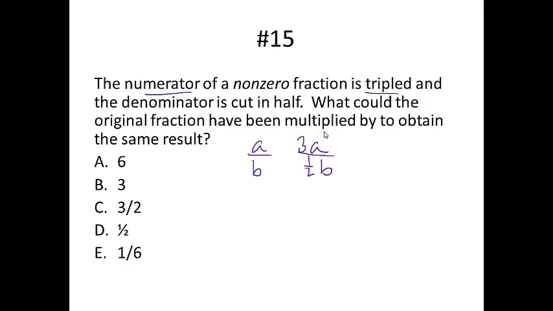And then it said, what could the original fraction have been multiplied by to obtain the same result? So basically, we just need to figure out what this answer would be. So 3 divided by 1/2 would be the same thing as 3 times the reciprocal of 1/2, which would be 2. And if I multiply that out, I'd get 6. So multiplying by 6 would have given us the same result.